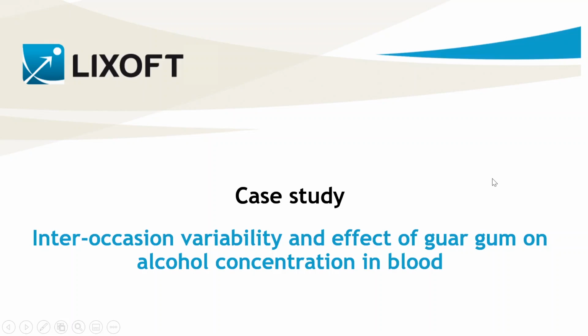In this case study, I will use the MonolixSuite to analyze and model the pharmacokinetics of alcohol and the effect of guar gum on the PK. The case study will in particular focus on the modeling of inter-occasion variability.